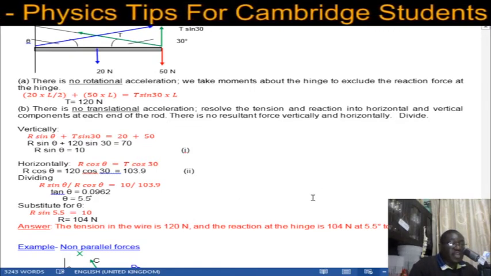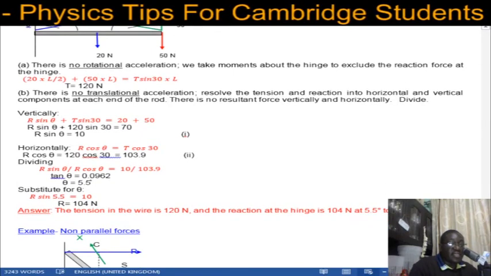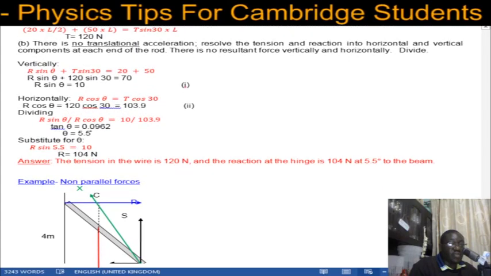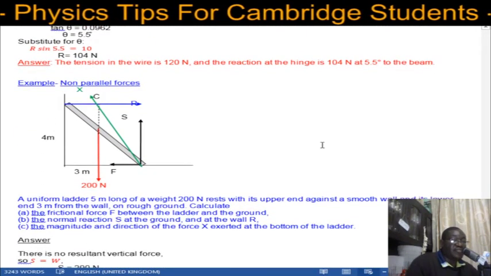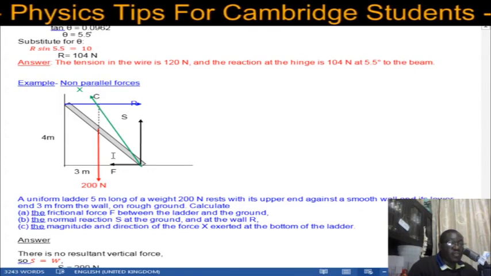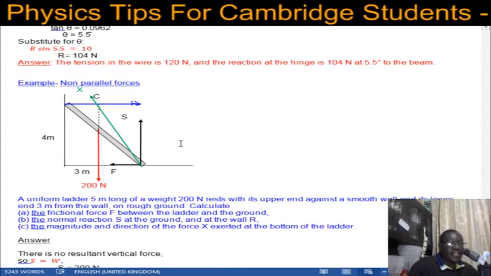An example of a non-parallel force comes from the ladder. So if you have a ladder that is leaning against a wall, you can find the forces that are coming from the wall as well. So let's end this video by looking at this very last one here.